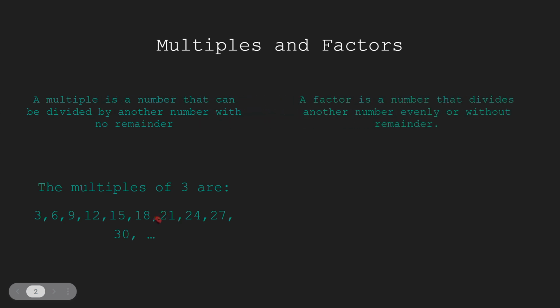Next, let's talk about factors. A factor is a number that divides another number evenly or without a remainder. So there are limited factors. If you want to figure out the factors of 24, then here they are: 1, 2, 3, 4, 6, 8, 12, and 24. Because 24 can be divided by 1. 24 can be divided by 2, because that gives us 12. 24 can be divided by 3, as that gives us 8. And 24 can be divided by 4, as that gives us 6. And vice versa. There are limited factors because only a limited amount of numbers can evenly divide a number.